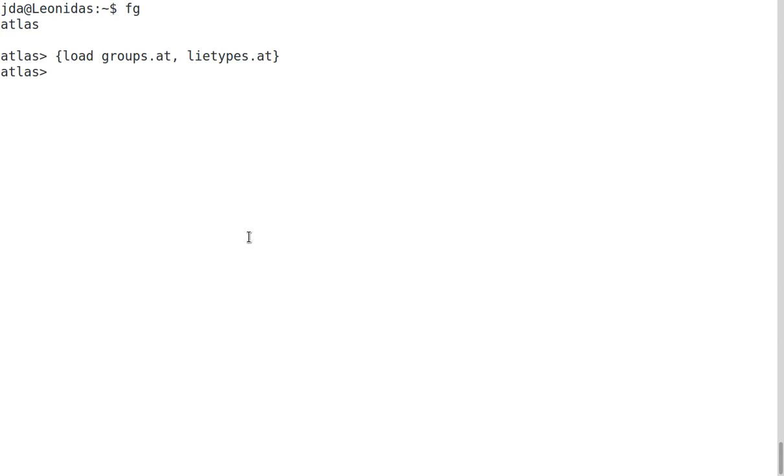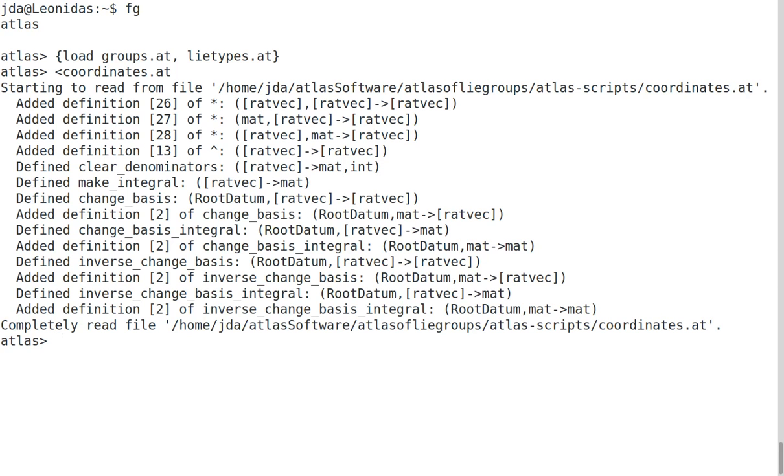Welcome. This is a brief tutorial on how to change coordinates in Atlas. I've launched the software and I've loaded these two files, groups and the types, which you probably want to load always. And for what I'm talking about here, the important file is called coordinates.at, so let's load that.